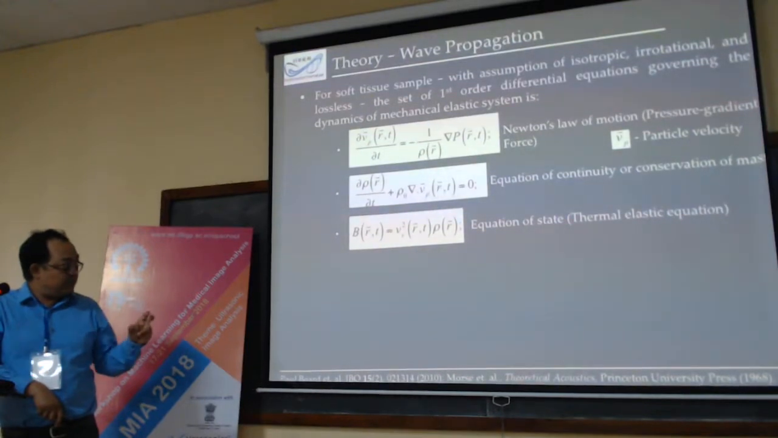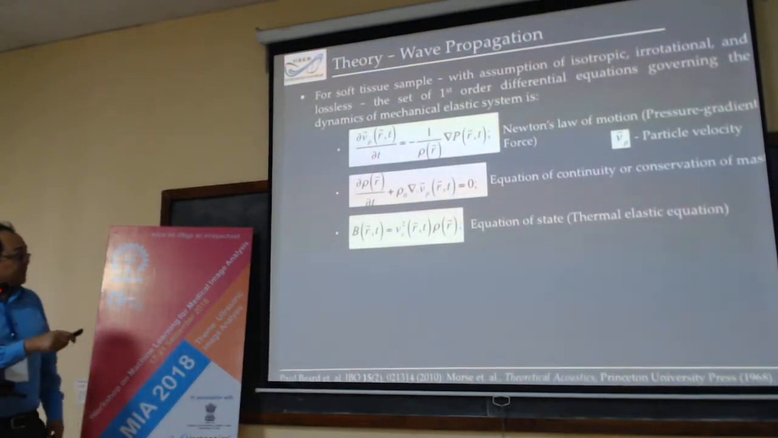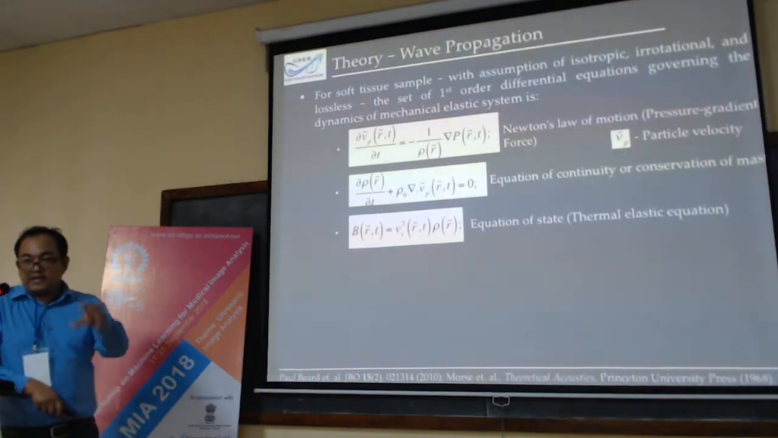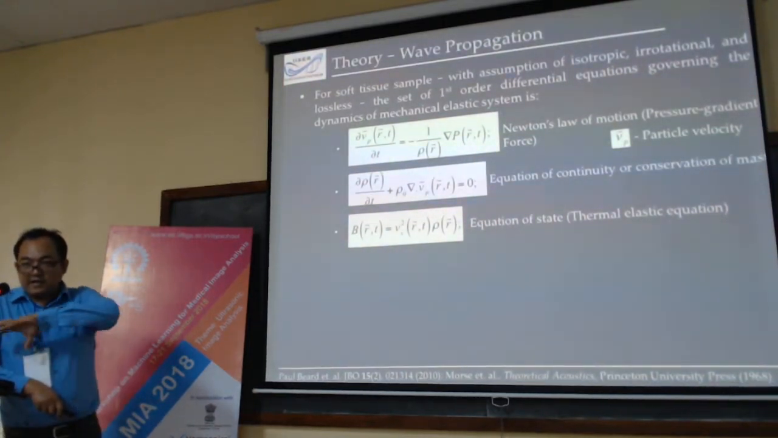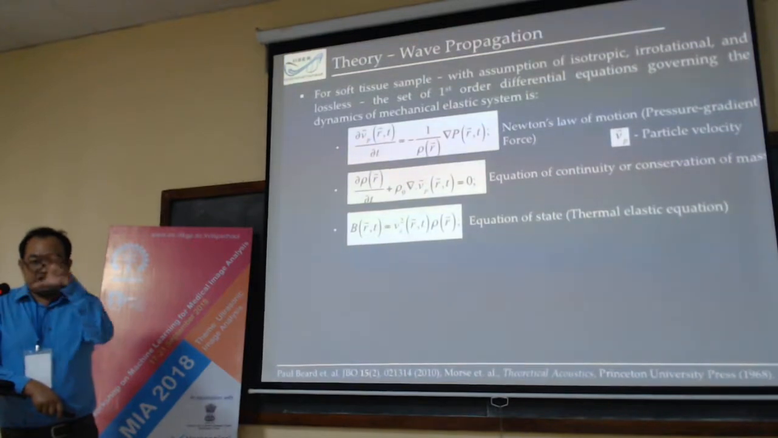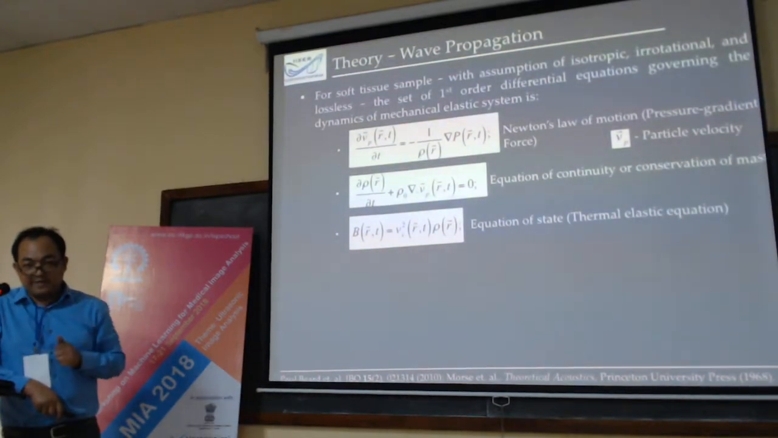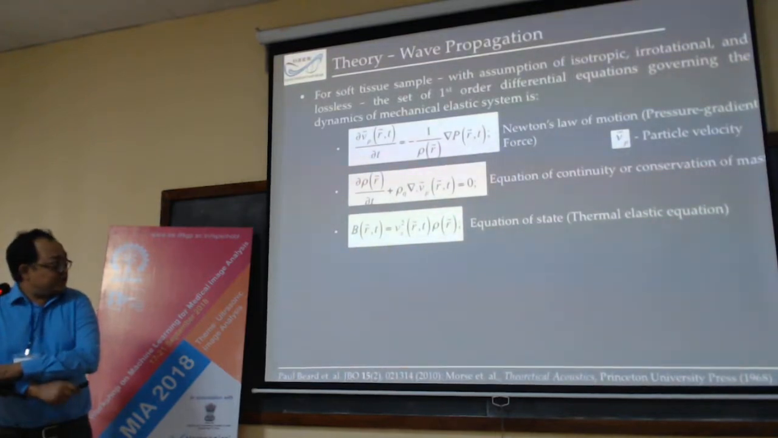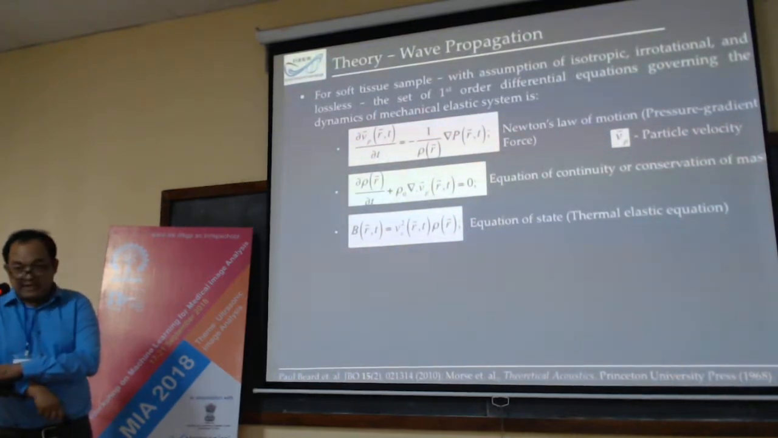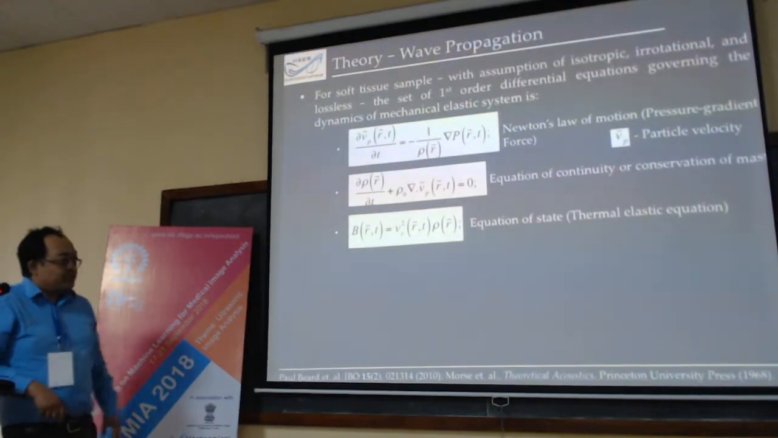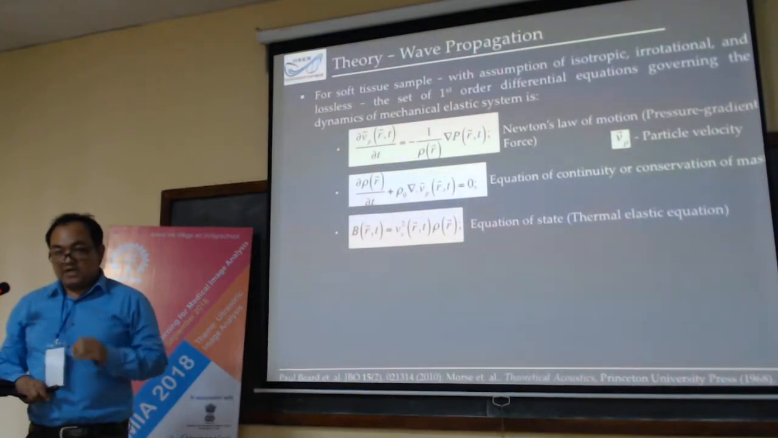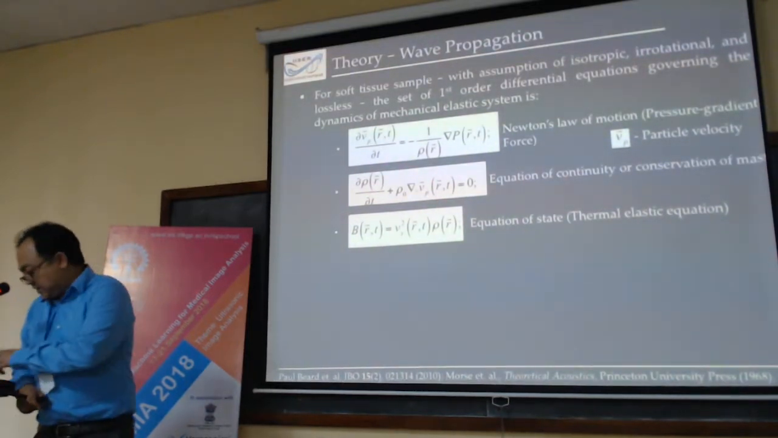If we solve these equations, then one should be able to derive the distribution of the pressure at any point of time, at any point in space in the tissue sample. That is our ultimate aim. However, it is not so feasible to solve all these three independent equations. Instead, people club all these three equations together and arrive at the second order differential equation.